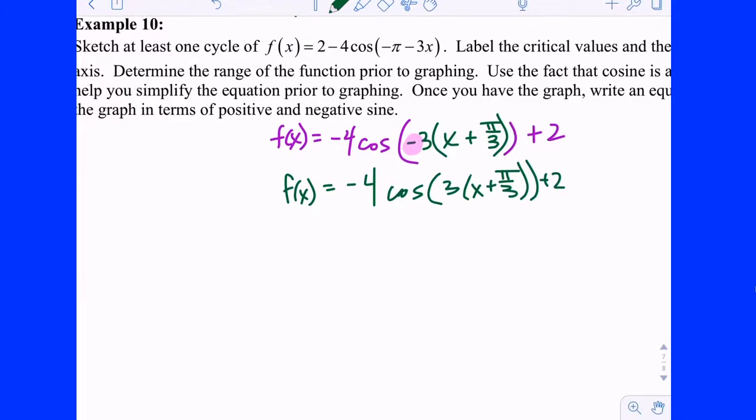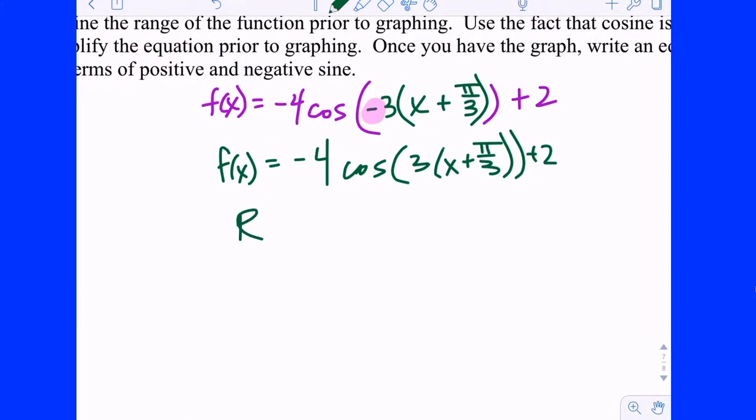What would the range be real quickly, since we're here? -2 to 6, good. What would the period be? 2 pi thirds. Excellent. Those two questions you should be able to get quickly from the equation.